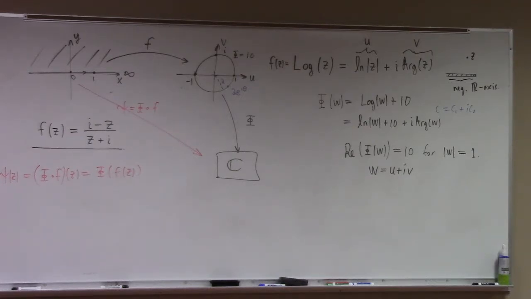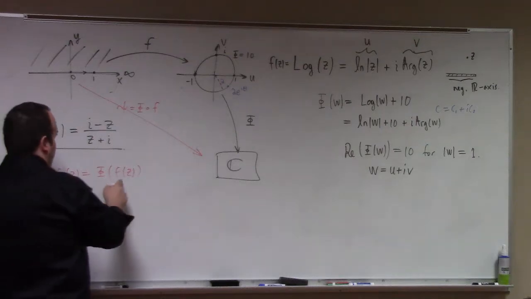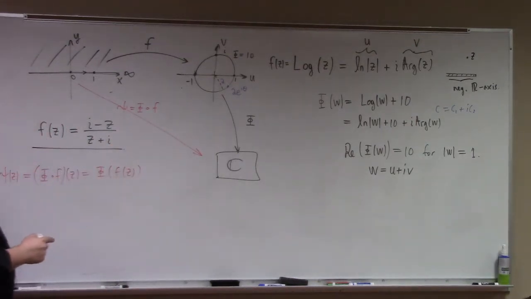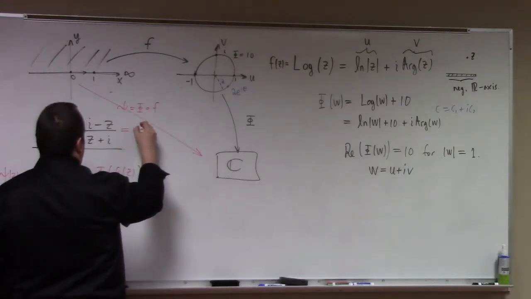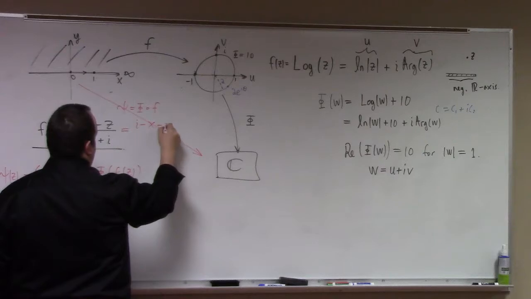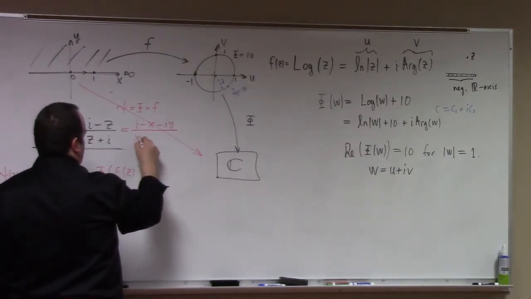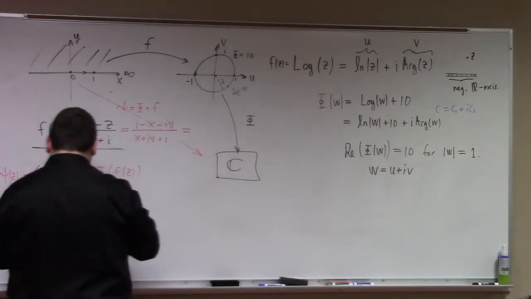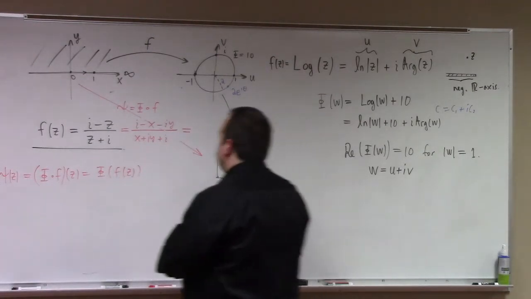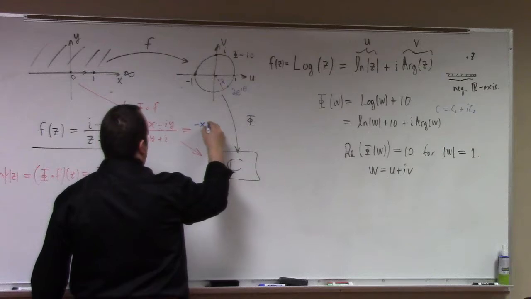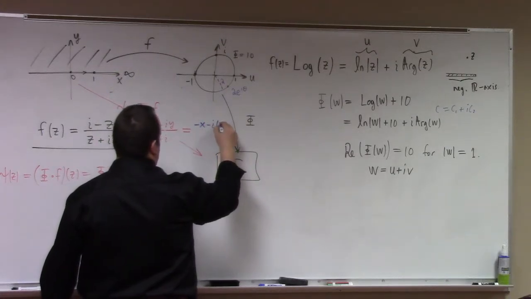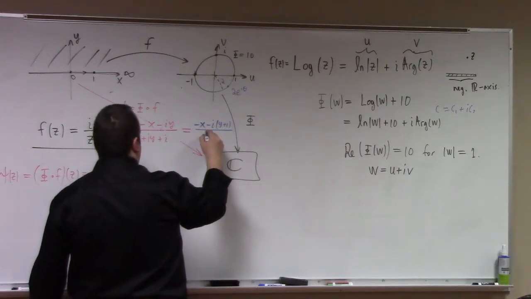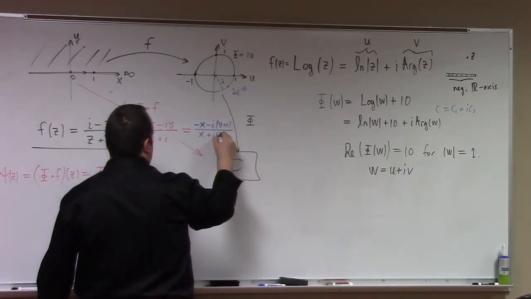I think so. But in order to do this well, I still need to do more here, right? I need to find the u and v components for that. That's not entirely trivial. That's i minus x minus iy, divided by x plus iy plus i. So what's that work out to? In other words, we've got minus x minus i times (y plus 1), divided by x plus i times (y plus 1).